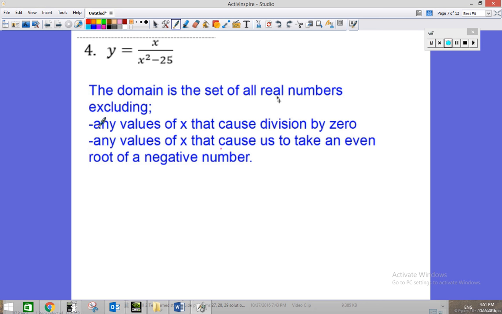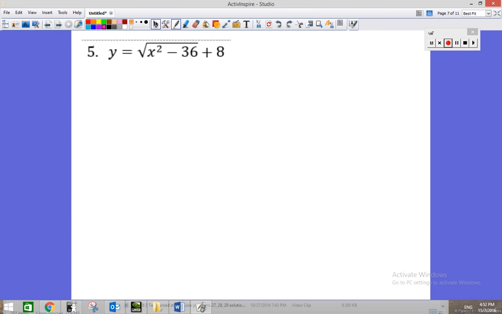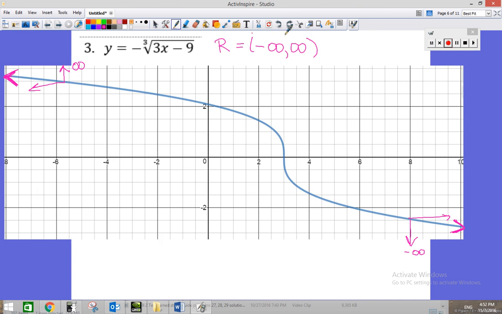So the domain is the set of all real numbers, excluding any values that cause division by zero. I do have a variable in the denominator, so I am concerned about division by zero. But on the next one, any values of x that cause us to take an even root of a negative number, I do not have any variables underneath an even root, so I do not have to worry.